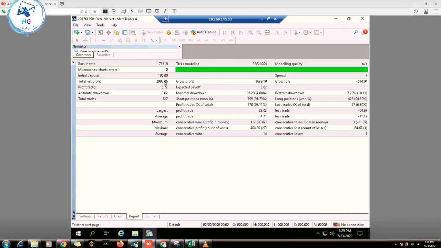The final result of the backtest preset Euro to Australian Dollar default setting is a profit of $2,995. Drawdown 4%. Total trading in a year 827 transactions. With trading profit reaching 93%.